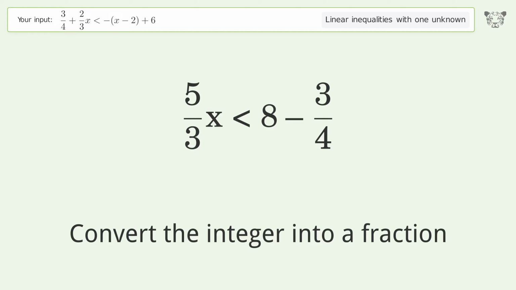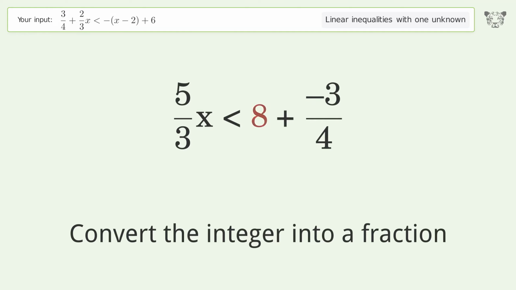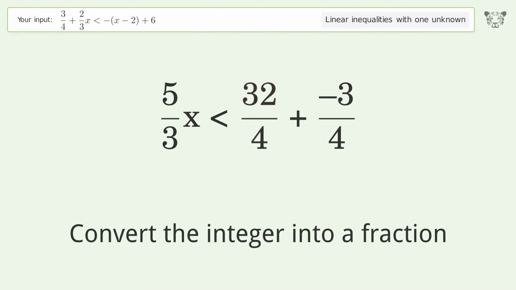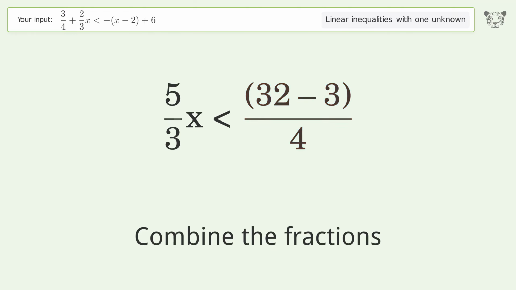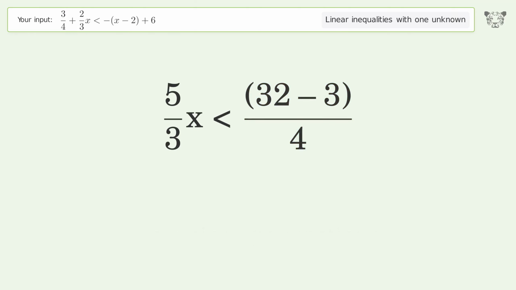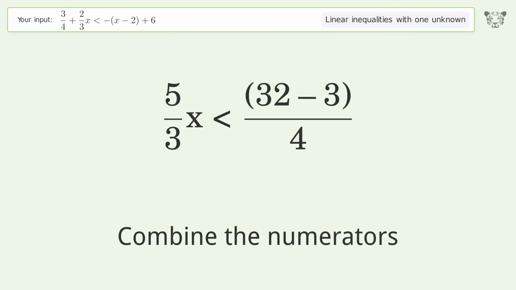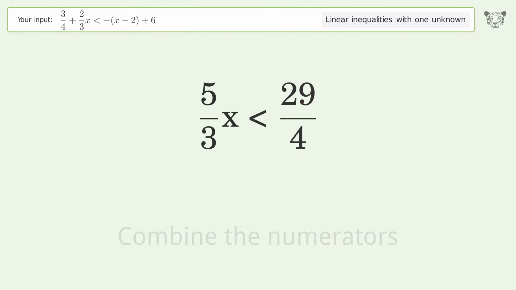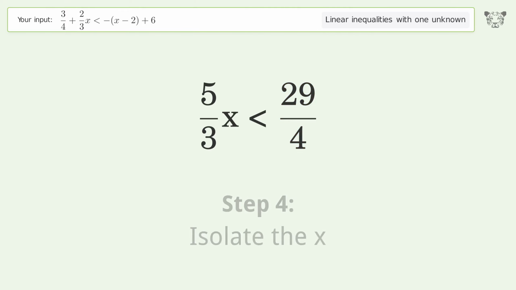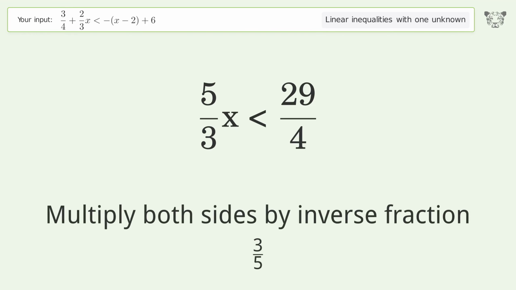Convert the integer into a fraction. Combine the fractions. Combine the numerators. Isolate the x. Multiply both sides by inverse fraction 3 over 5.